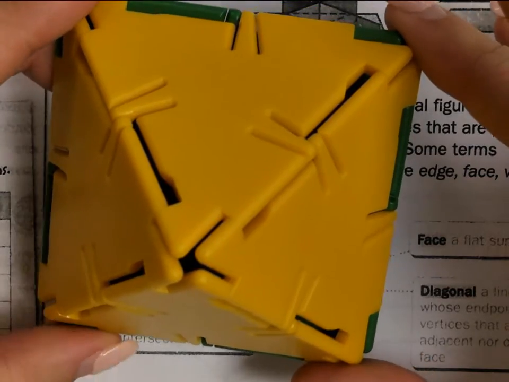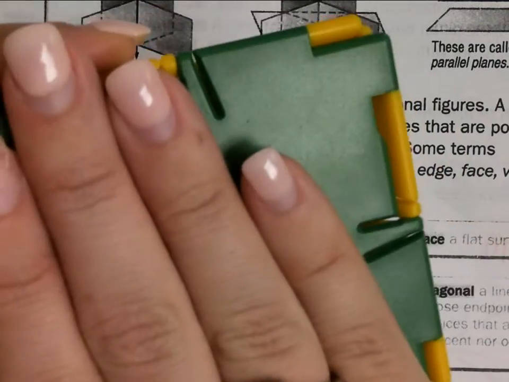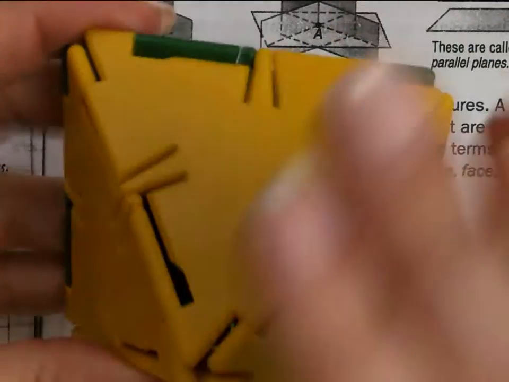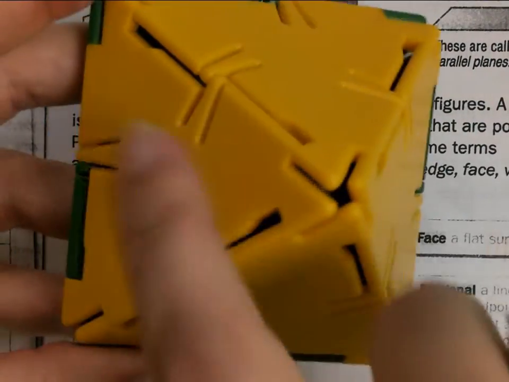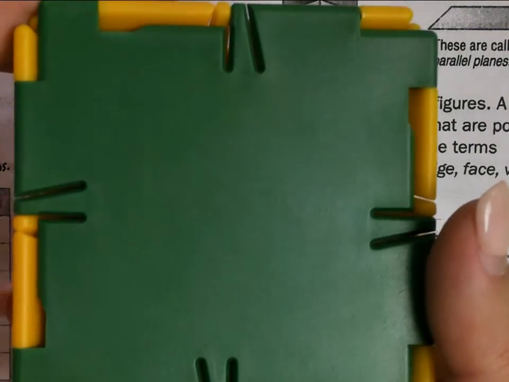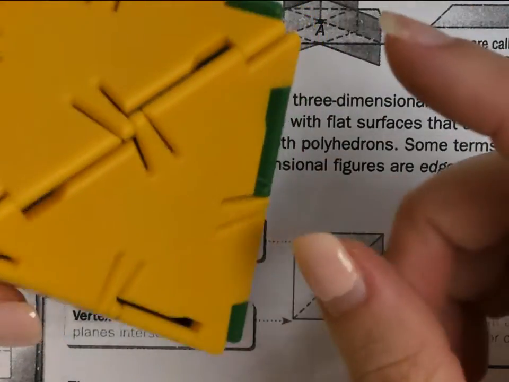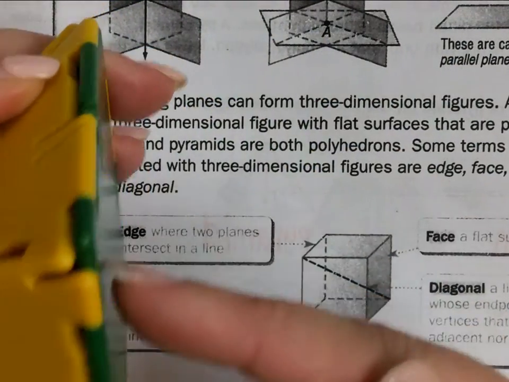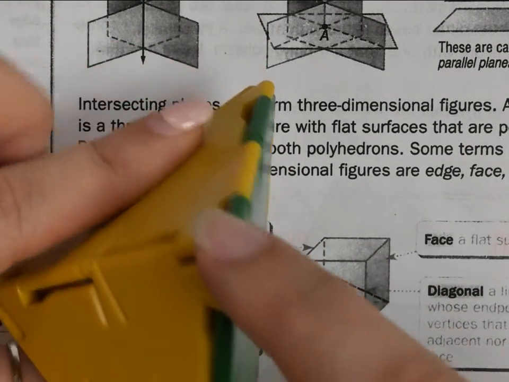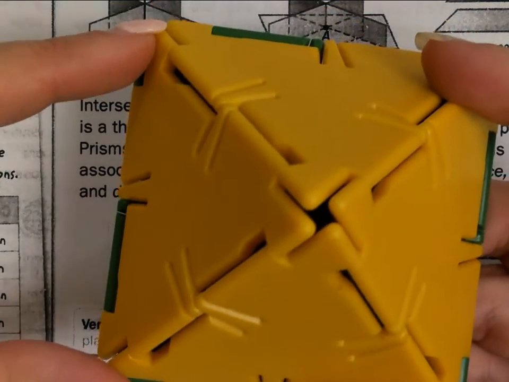Then I have what's called faces, which is just our flat surface. So this whole thing would be a face. This is a face. This is a face. This is a face. Okay, so I should have 1, 2, 3, 4, 5 faces on this figure. Okay, so my faces are my flat surfaces. My vertex, that's where 3 or more planes intersect at a point. So if you look right here, this is a face or a plane, this is a plane, and this is a plane. The point where they all 3 meet together is right here. So that's my vertex. Okay, so it's basically all the corners of that figure are your vertexes.